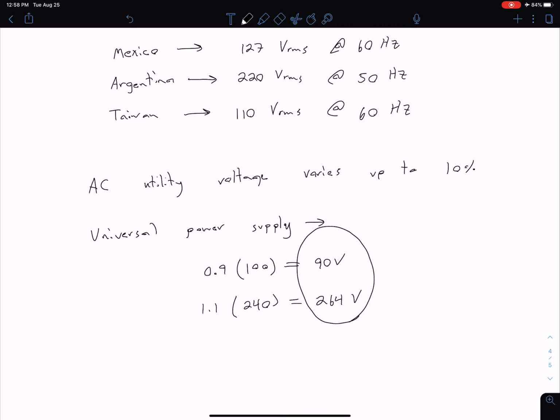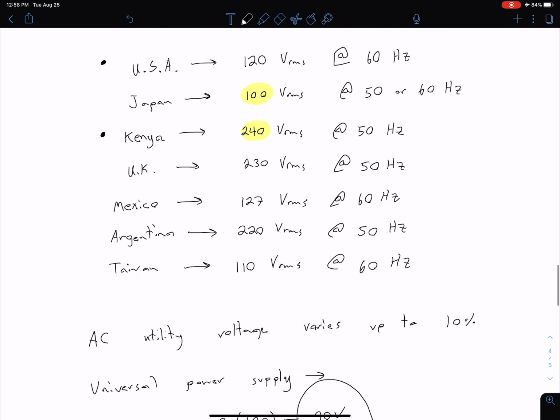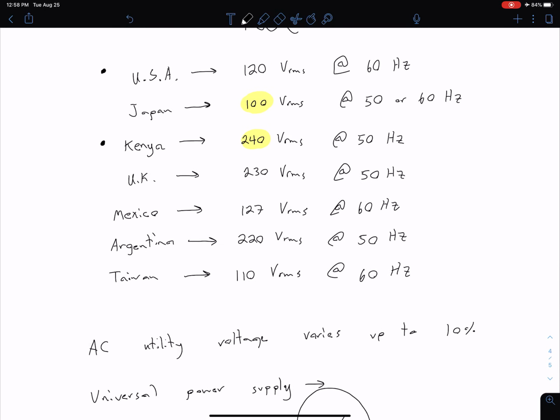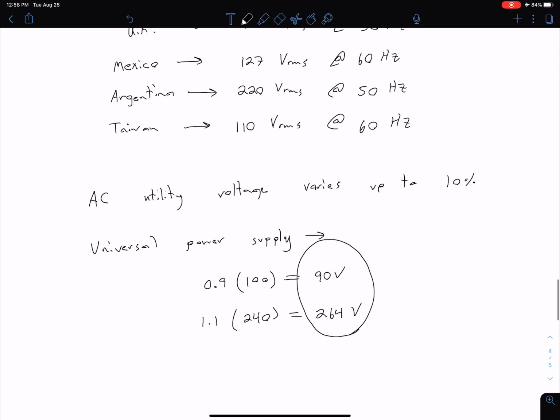So if we were designing a universal power supply, we'd have to have it work between these two voltages. And then we'd also have to have some way to accommodate for different frequencies, whether we're working at 50 or 60 hertz. And so for some lab equipment and other industrial equipment, you'll notice there's a switch where you can switch between what type of input voltage it has.